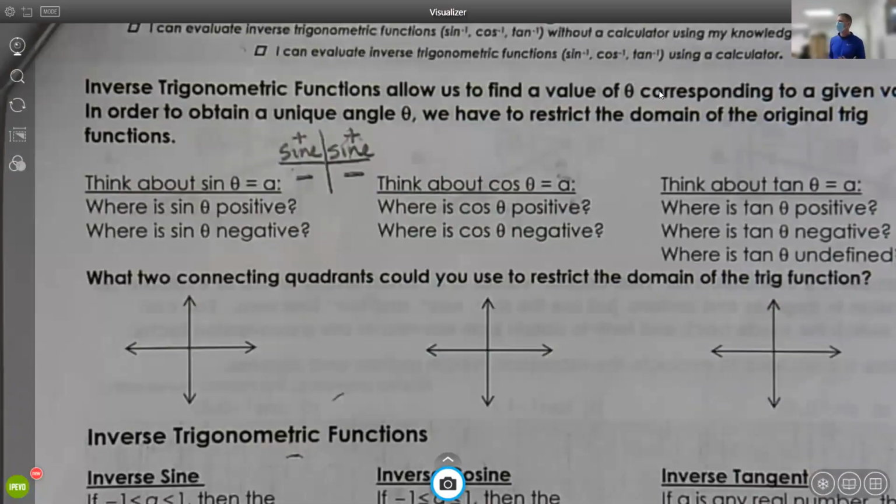And that's just how you graph any point. You do your x, and then you do your y. And if the second number is a positive, you go up. If the second number is a negative, you go down.